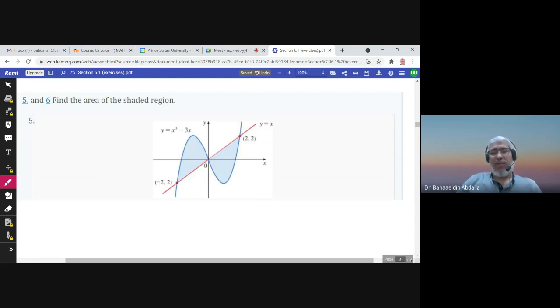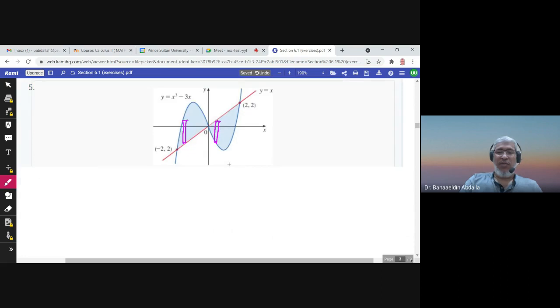Now here, I will choose a vertical rectangle, but I have two regions. In this region, this curve is above the line in all the region, and here the line is above the curve. So I will use delta x as width, vertical rectangle.